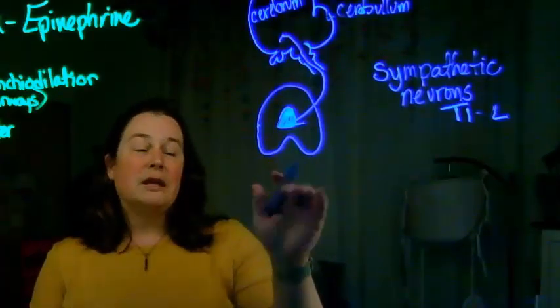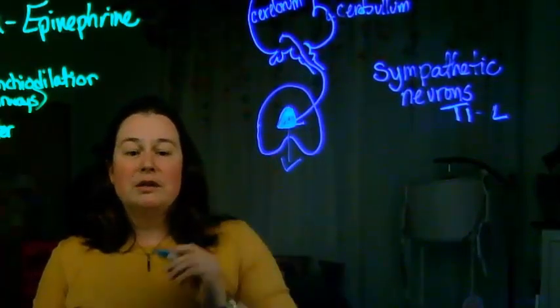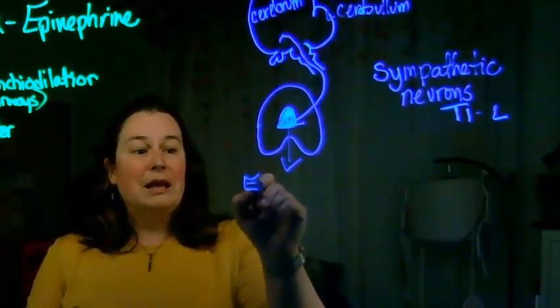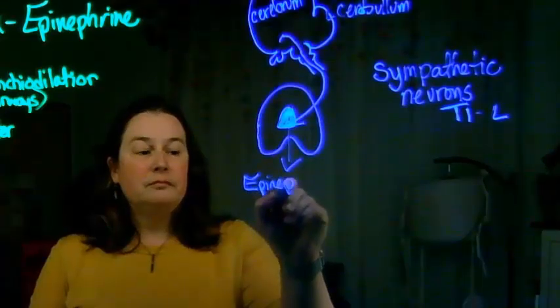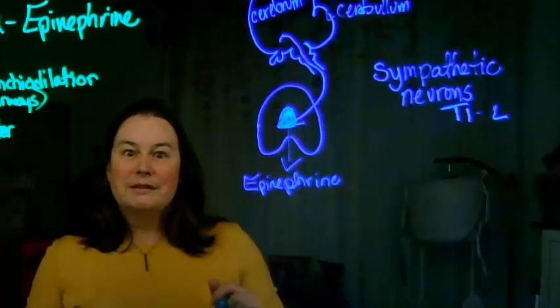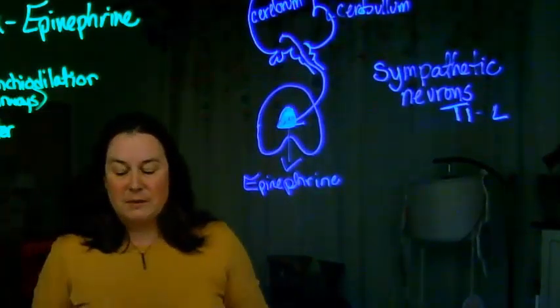Okay, so sympathetic nervous system from the brain is going to send a neuron all the way down and out to the adrenal gland, and the adrenal gland is going to release our hormone. And the hormone that we will be releasing is epinephrine. This can also release small amounts of norepinephrine, but we're going to focus in on the epinephrine effect specifically.